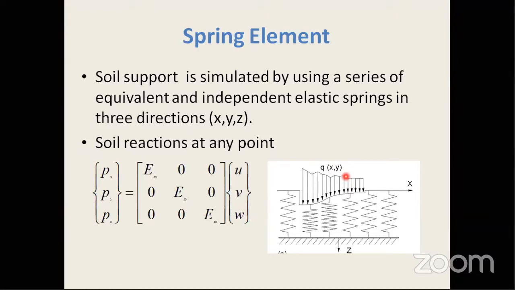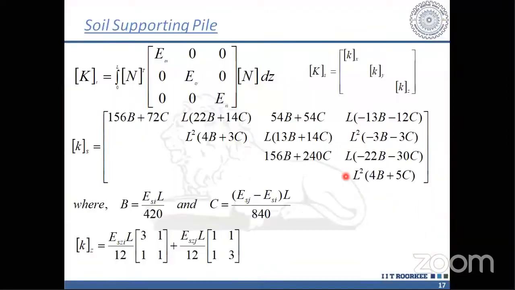Now, the soil support is simulated by using a series of springs in three directions. Okay, so there will be soil reactions Px, Py, Pz, and they are related with the subgrade modulus. Now in this case, the stiffness matrix will be given by integral N transpose D into N, where N is the matrix of shape functions, correlating the displacement within the element to the nodal displacements.